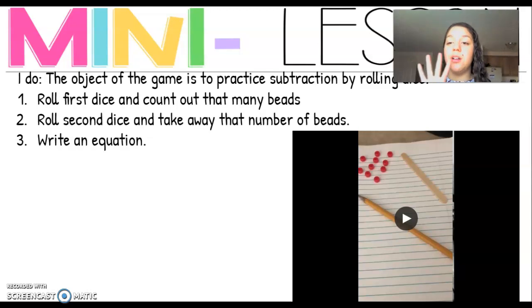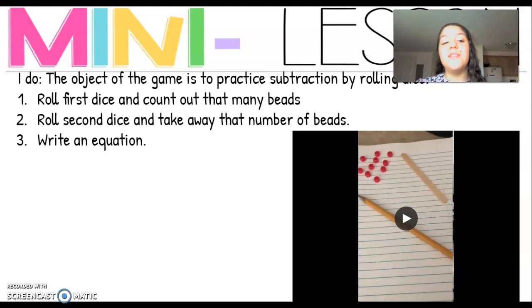So you can see from the video that I started with my 5 beads because that's how many dots were on my dice. And then I rolled the dice again and it said 4 on the dice. So then I took away 4 beads. 1, 2, 3, 4. And I only had 1 bead left. So 5 take away 4 equals 1.